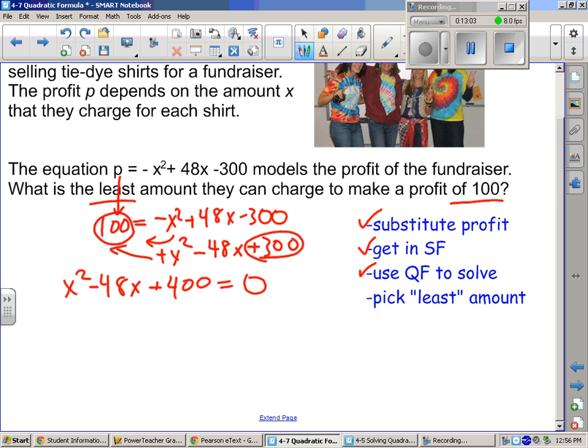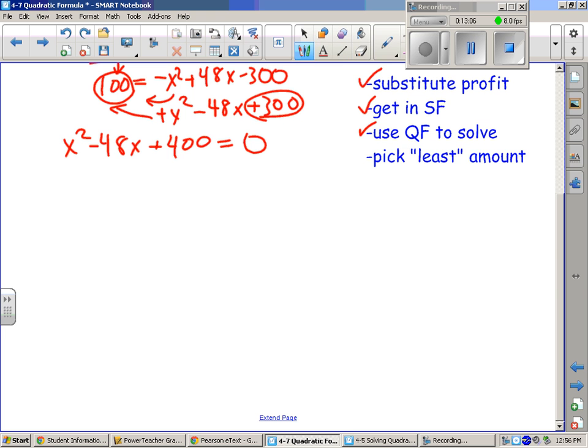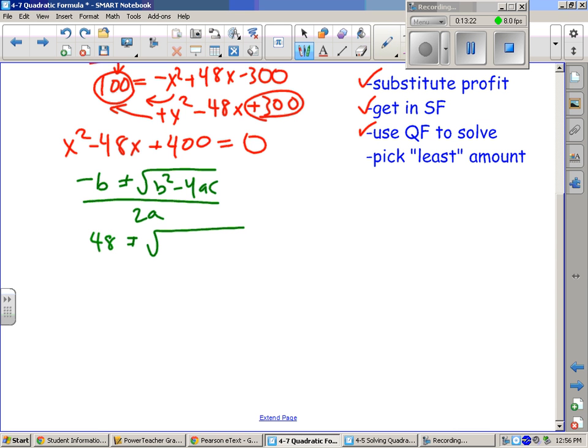Quadratic formula. So I'm going to put that in a different color. I'm going to write it down real quick. Plus or minus the square root of b squared minus 4ac all over 2a. So the opposite of b is 48 plus or minus the square root of b squared. 48 squared is 2304. All right, and then 4 times a times c, that's 4 times 400 times 1, which is 1600. And then divided by 2 times 1, which is just 2.